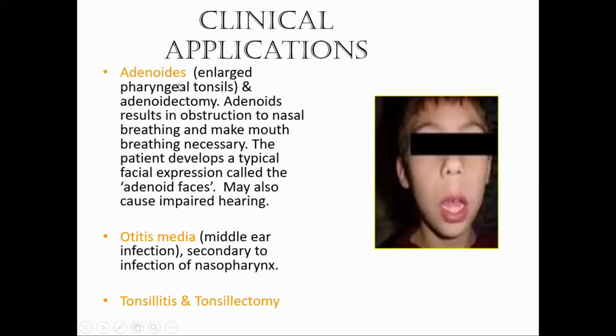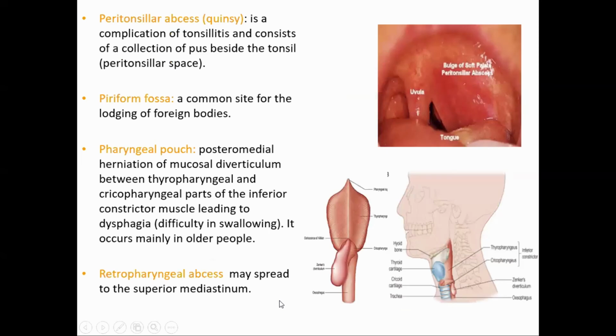Clinical applications: adenoids, otitis media, tonsillitis and tonsillectomy we have studied previously in the respiratory system. Peritonsillar abscess, or quinsy, you know that. It is a complication of tonsillitis, consisting of pus around the tonsil, a collection of fluid at the periphery of the tonsil. That condition is called quinsy or peritonsillar abscess. You know the importance of the piriform fossa: it is a common site for the lodging of foreign bodies.